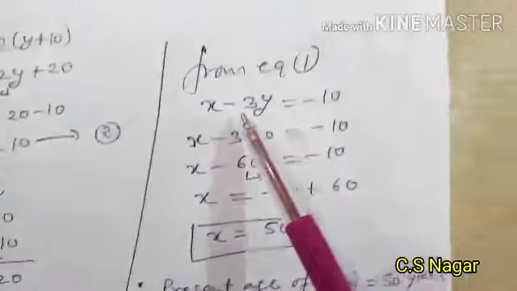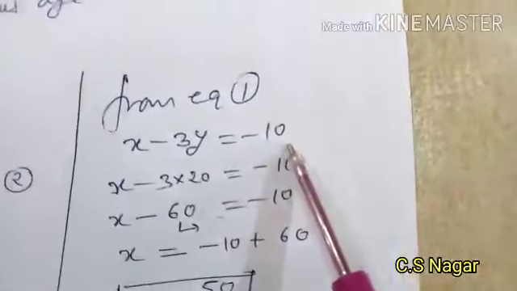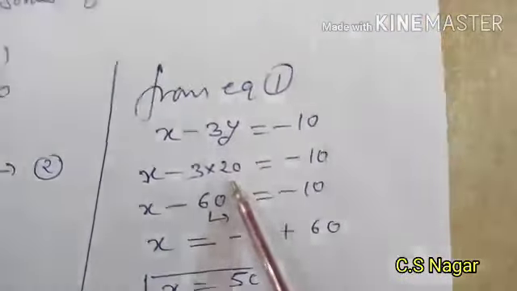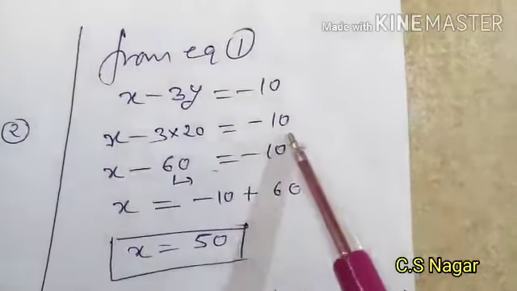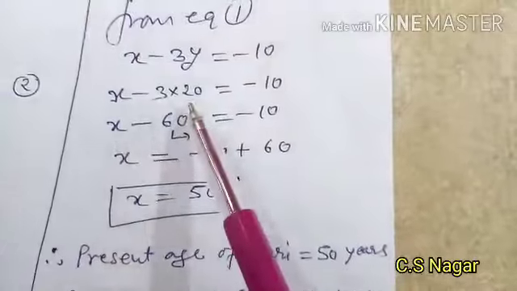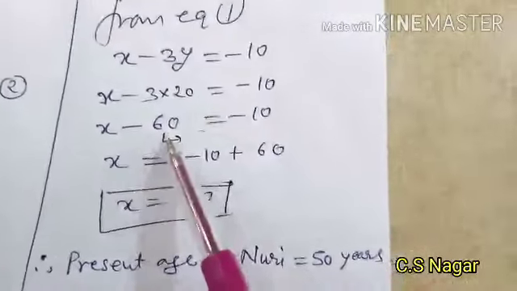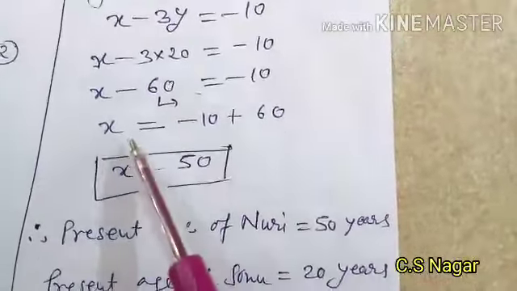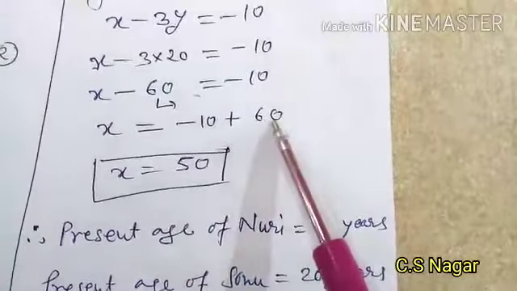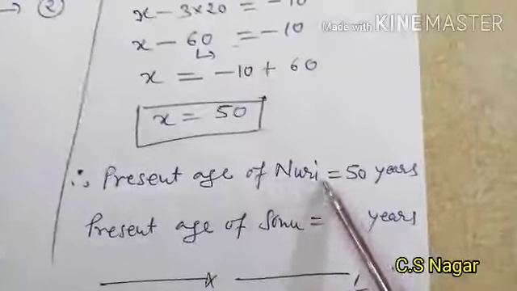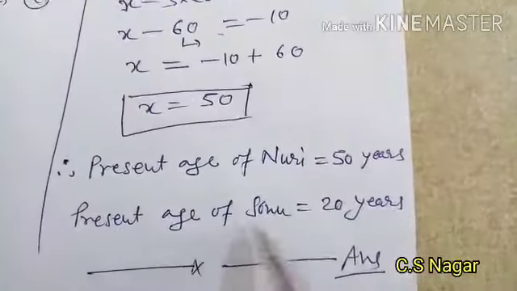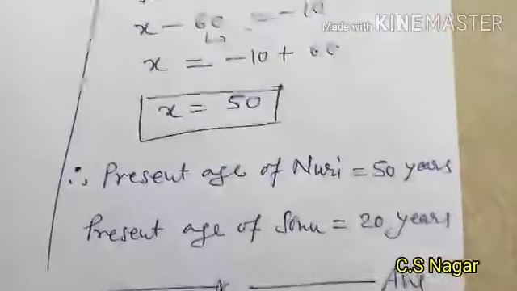Now put this value in equation number 1. So equation number 1 is x minus 3y is equal to minus 10. In place of y, write 20. So x minus 3 into 20 is equal to minus 10, and 3 into 20 means 60, and minus 60 transferred to the right side. So x is equal to minus 10 plus 60, it means 50. So the age of Noori is 50 years and the age of Sonu is 20 years.